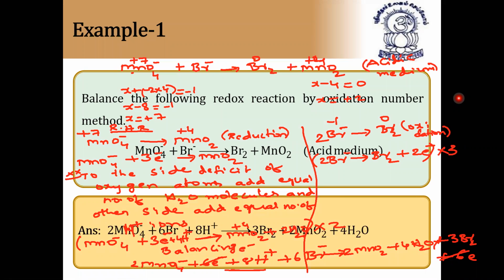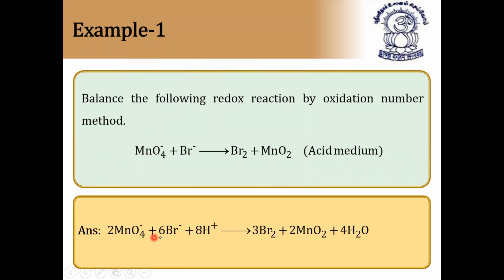I'll clear the diagrams. So 2MnO4 minus plus 6Br minus plus 8H plus gives 3Br2 plus 2MnO2 plus 4H2O. I hope it is clear. Let us do one more numerical.